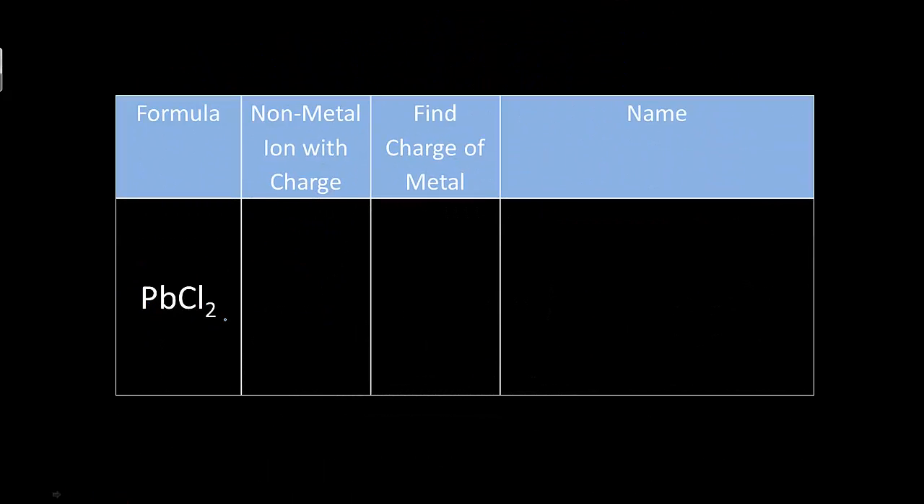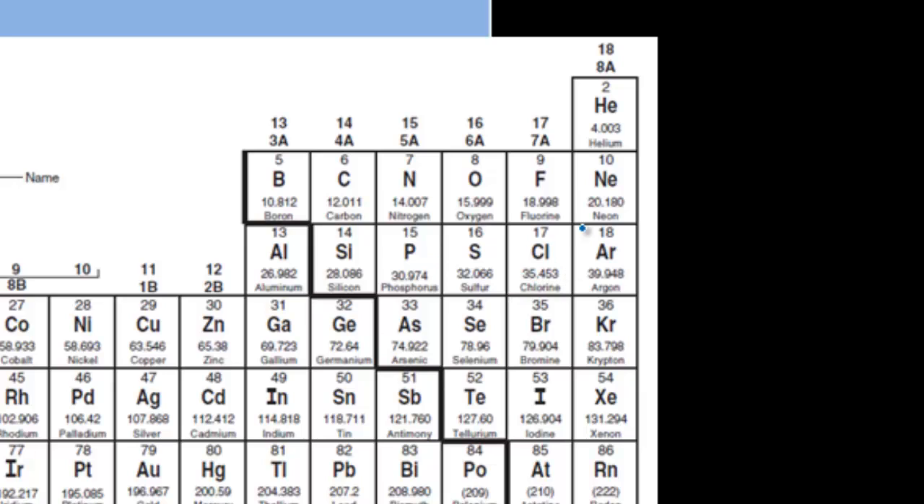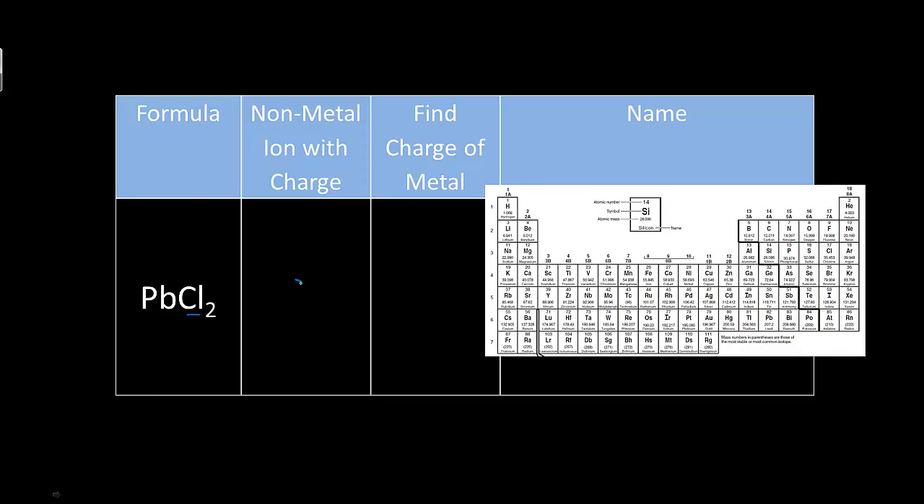We've got PbCl2. First we're going to find the nonmetal ion with the charge. Here is our nonmetal, Cl, okay? And Cl is right here. It's in group 17, so it has 7 valence shell electrons. It's easier to gain 1 than lose 7. So that's what its oxidation number is, -1.